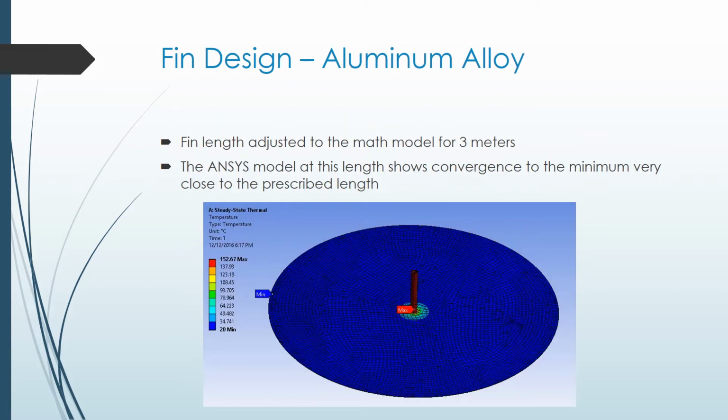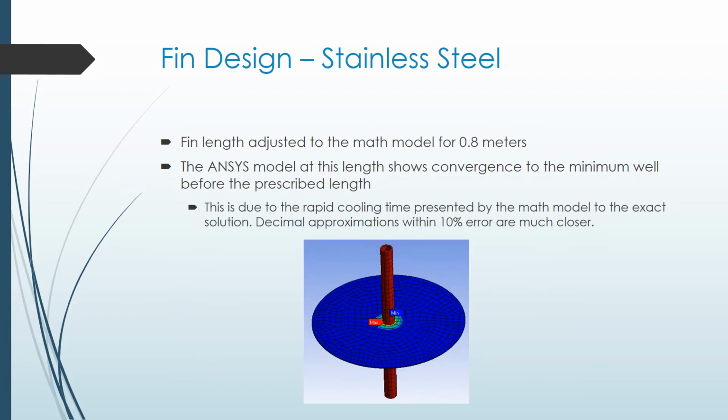Unlike the copper alloy redesign, the aluminum alloy geometry change resulted in a nearly exact approximation. The retooled fin length of 3 meters matches the math model approximation for convergence. The final design for the stainless steel fin is redesigned to a fin length of 0.8 meters. Oppositely to the copper model, the quicker cooling rate shows inaccuracy in the fin length. Cooling is achieved at an inner diameter much less than the math exact fin length.